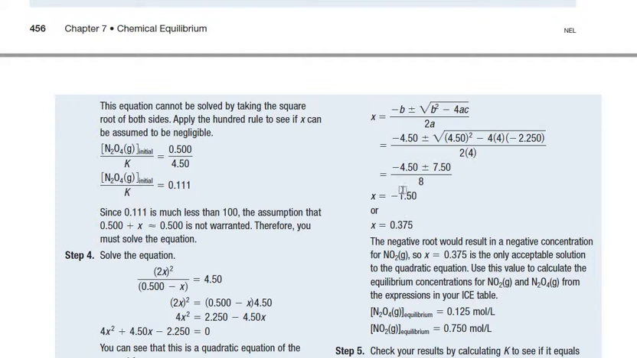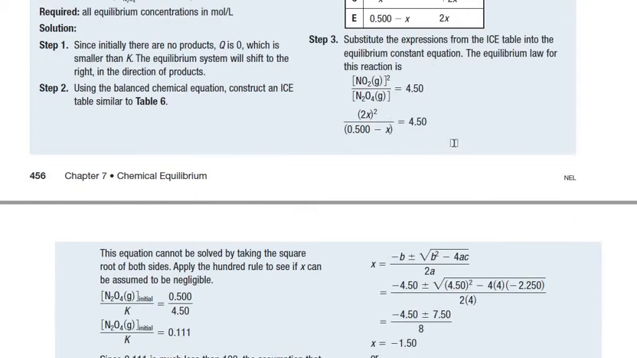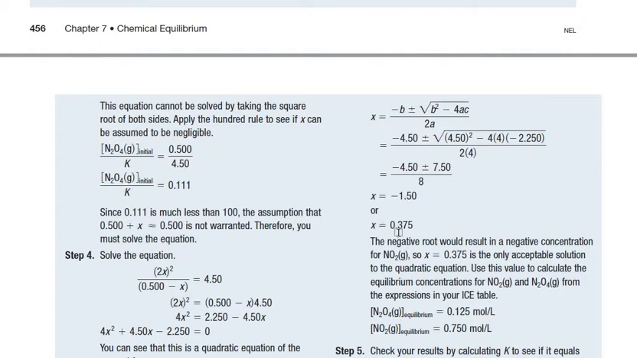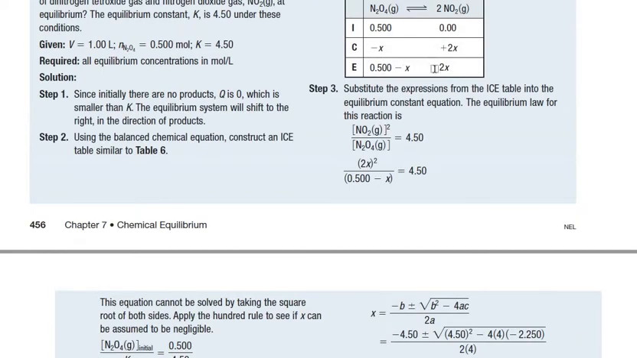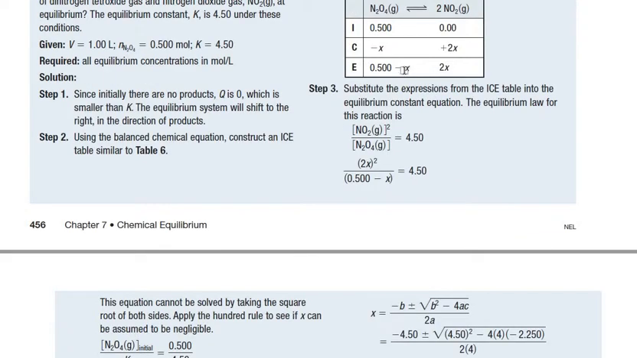The negative one we cannot use. That's not acceptable, because, for example, it results in a negative equilibrium concentration for NO2. So we don't accept this one, we accept just the second one. So x is equal to 0.375, the only acceptable solution to the quadratic equation. We use this value to calculate the equilibrium concentration for all of them. So we have 2x, which is 2 times 0.375, and here we have 0.5 minus 0.375.